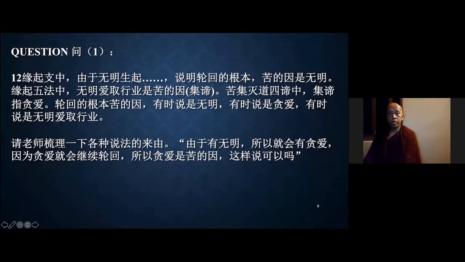Sadhu, the first question is regarding Paticca Samuppada. It says in the Paticca Samuppada 12 links, avijja paccaya sankhara, avijja is the starting factor. And then it's explained as the root of samsara.